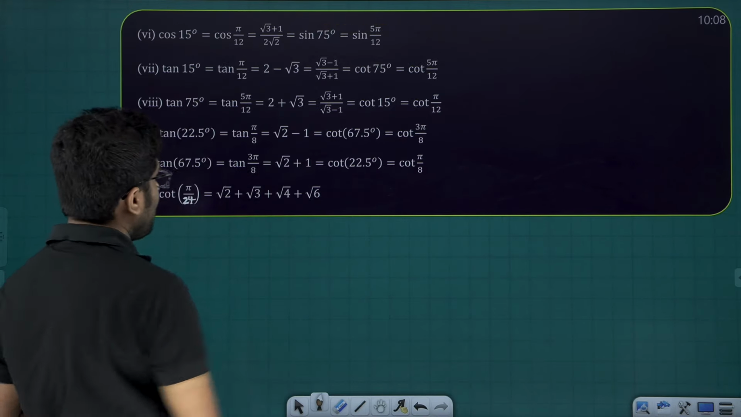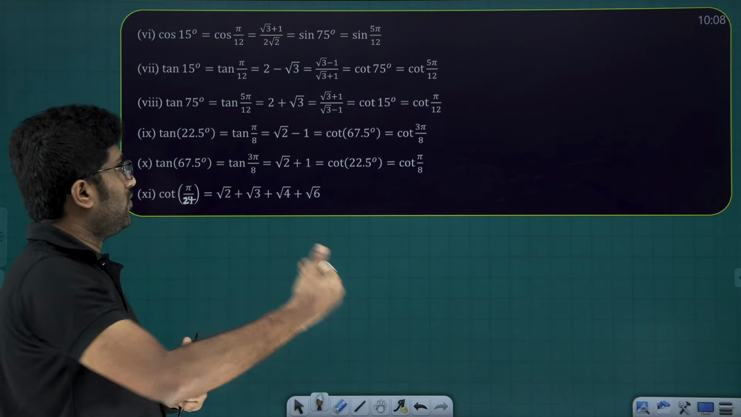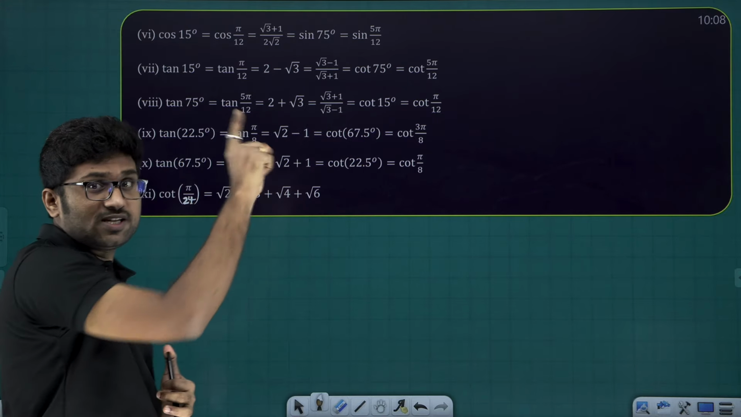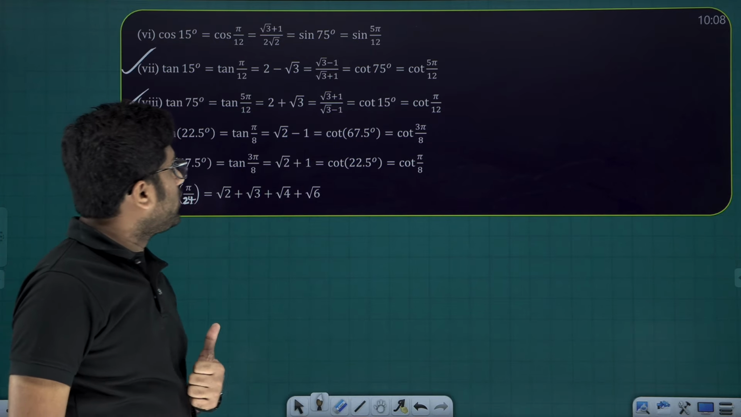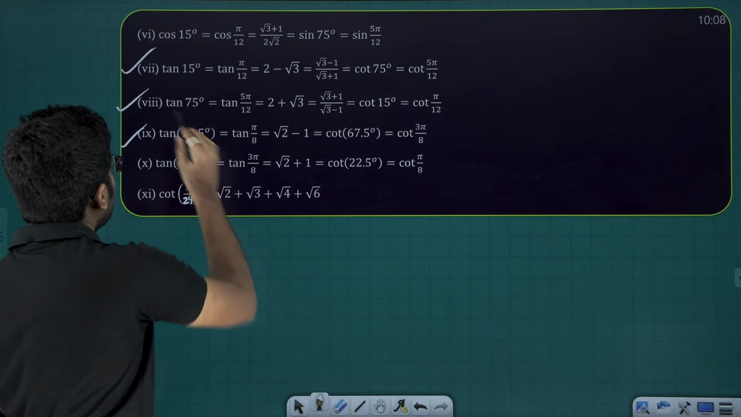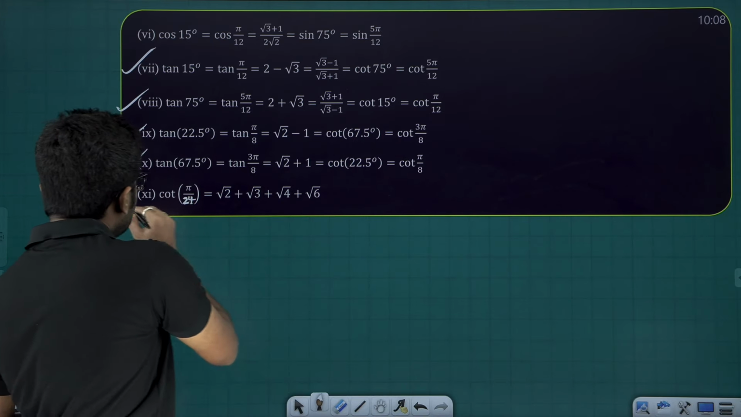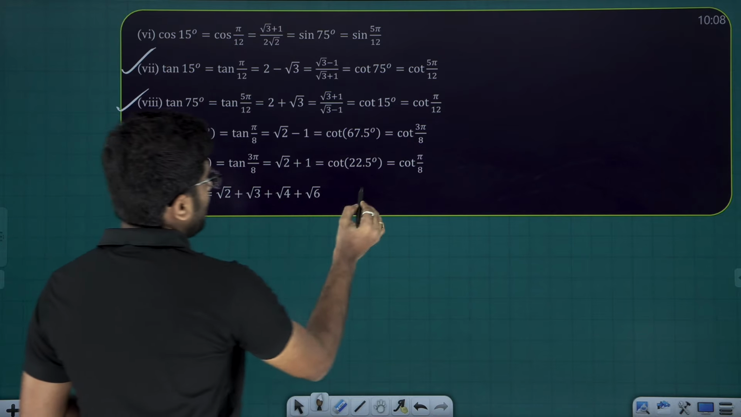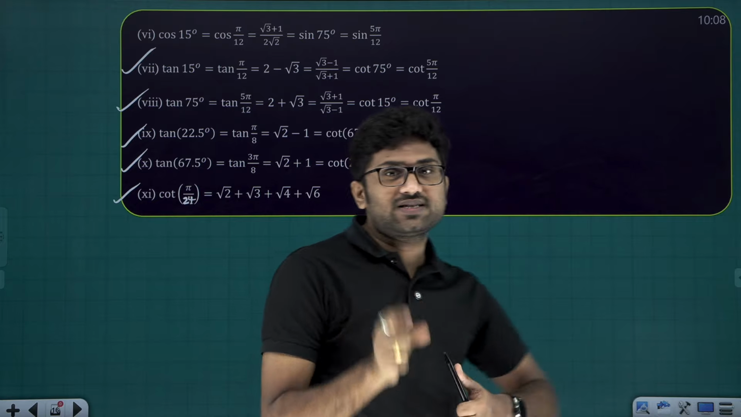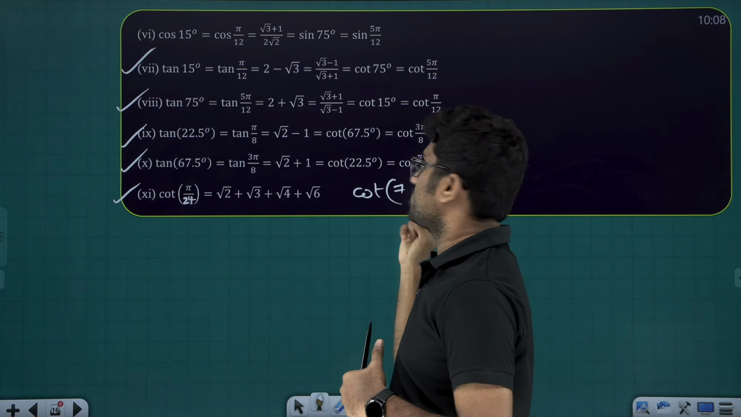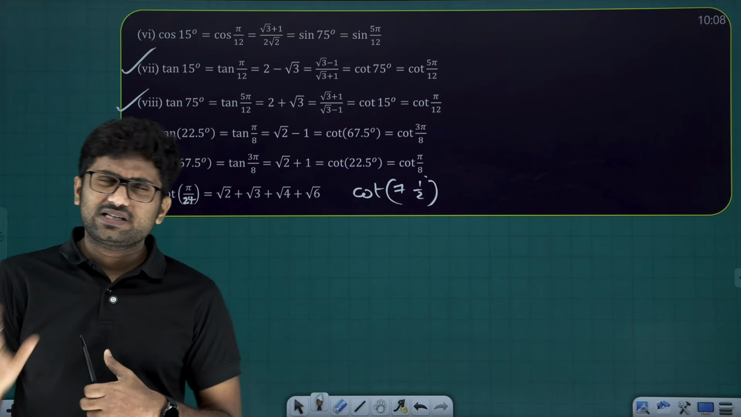Next, sin 15, root 3 minus 1 by 2 root 2, cos 15, root 3 plus 1 by 2 root 2. Tan 15 is sin 15 by cos 15. When you rationalize the denominator, we get 2 minus root 3. Tan 75 or cot 15 is 2 plus root 3, and tan 22.5 is root 2 minus 1, cot 22.5 is root 2 plus 1. Next, cot pi by 24, or we say cot 7.5. This question was asked in JEE directly: what is the value of cot 7.5 degree or cot pi by 24? It is root 2 plus root 3 plus root 4 plus root 6. Just remember the values.